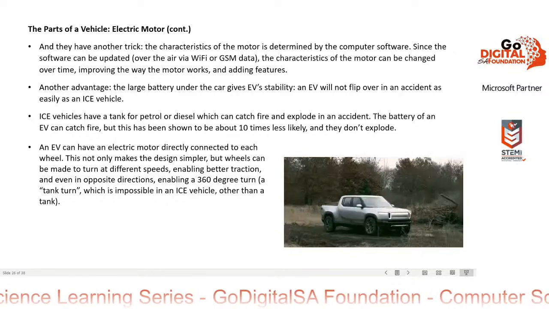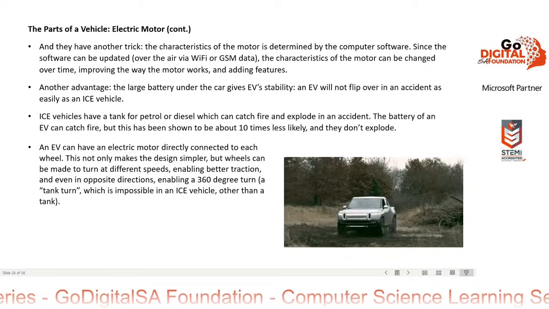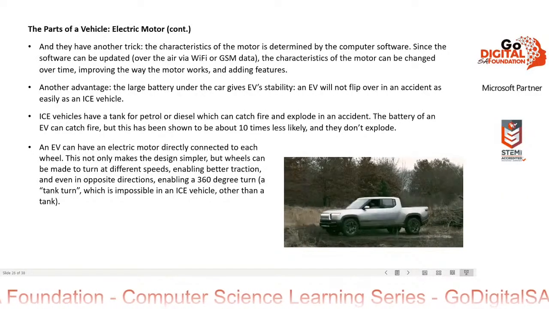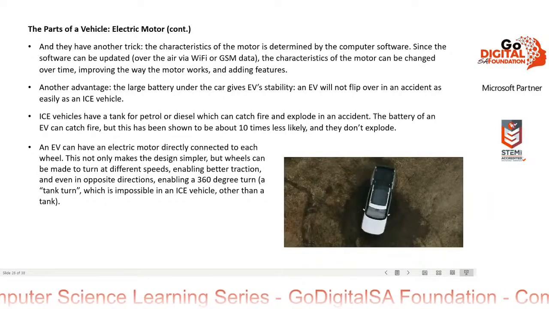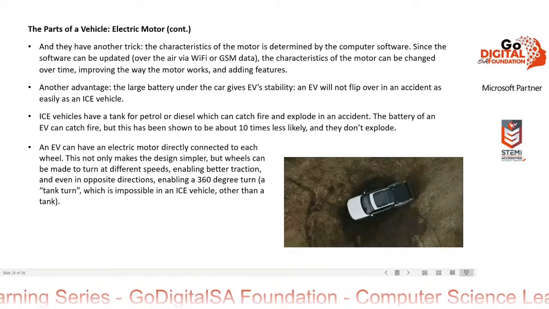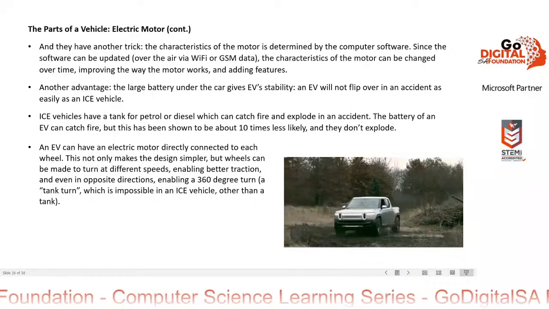Another advantage, the large battery under the car gives EVs stability. An EV will not flip over in an accident as easily as an ICE vehicle. ICE vehicles have a tank for petrol or diesel which can catch fire and explode in an accident. The battery of an EV can catch fire, but this has been shown to be about 10 times less likely, and they don't explode.